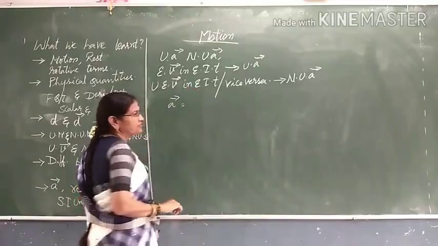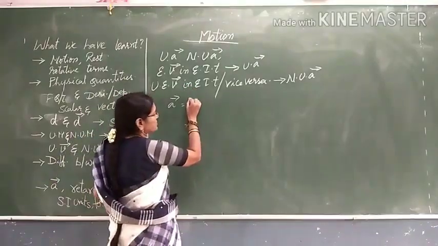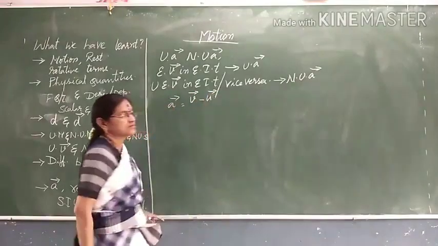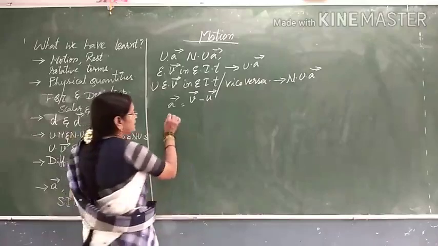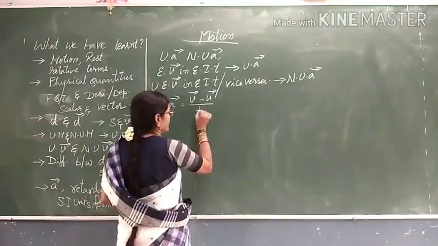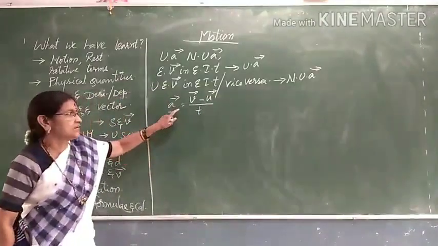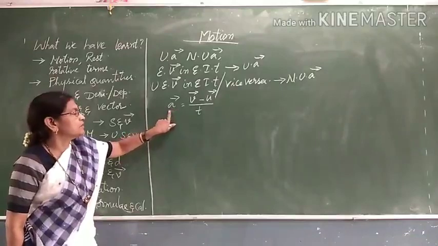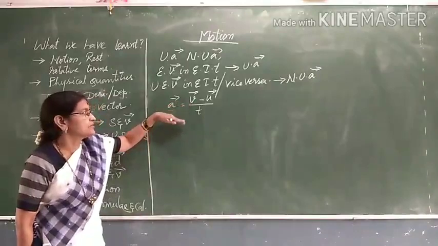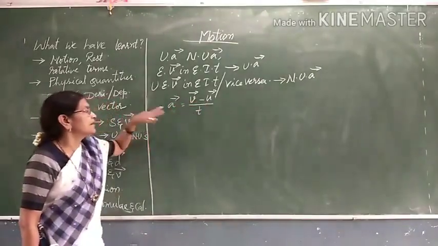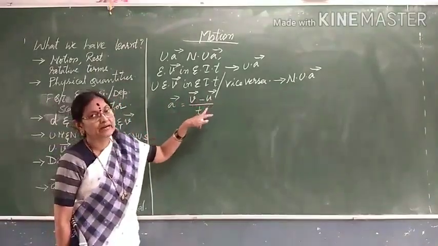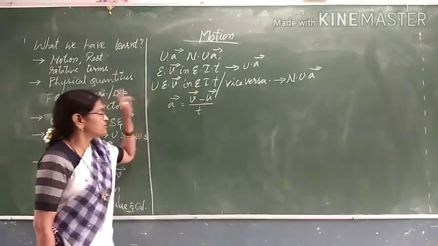By definition, what is acceleration? Acceleration is change in velocity. What is change in velocity? Final velocity minus initial velocity. What is rate of change in velocity? Rate of change in velocity is nothing but acceleration. Rate represents time. So the rate of change of velocity of a moving object is acceleration. When you represent v as final velocity and u as initial velocity, the change in velocity is v minus u, and acceleration is (v minus u) by t. That is the rate of change in velocity.